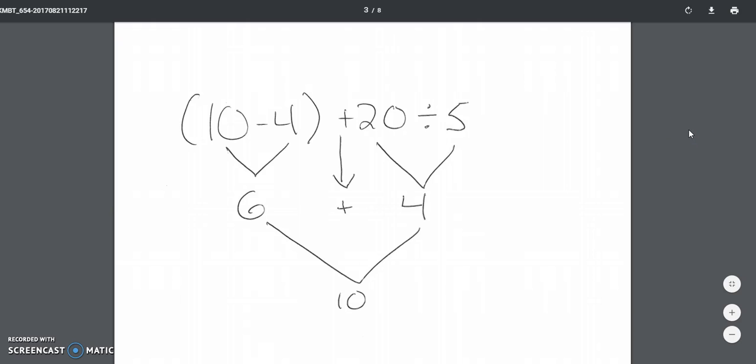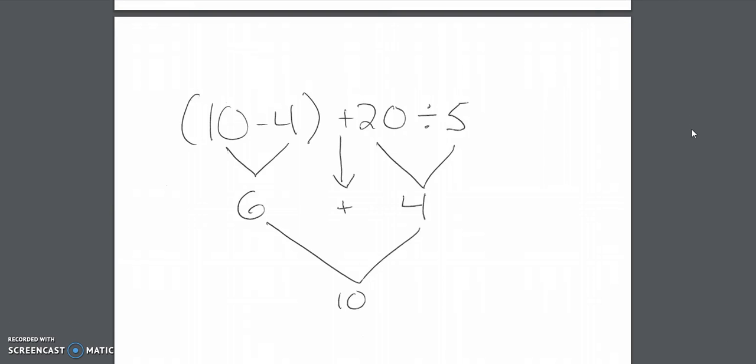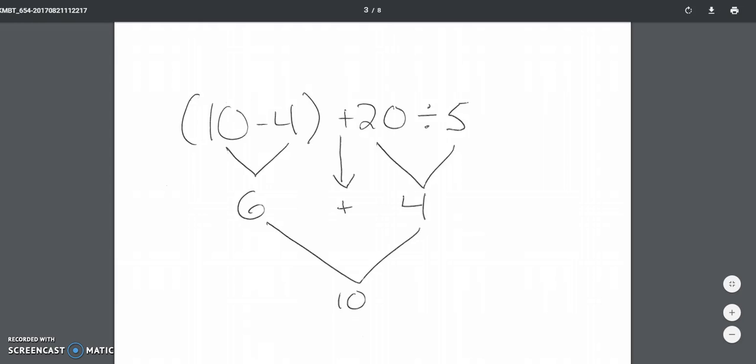As always, this is a quick overview of PEMDAS. If you ever have any questions, don't hesitate to ask me. I'm here to help, but this video should give you a quick understanding of how PEMDAS actually works.